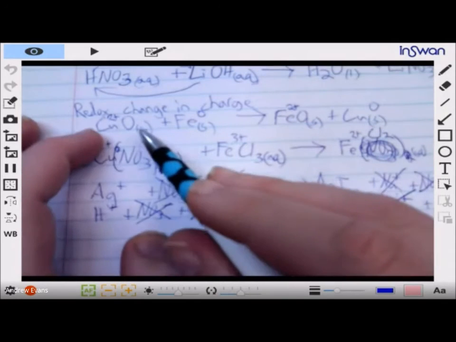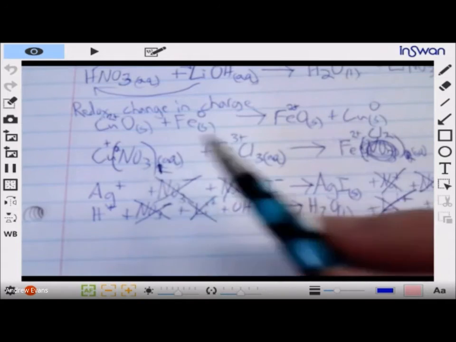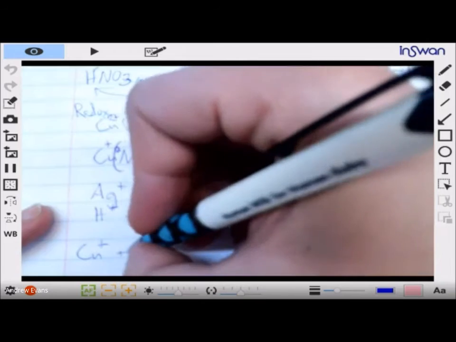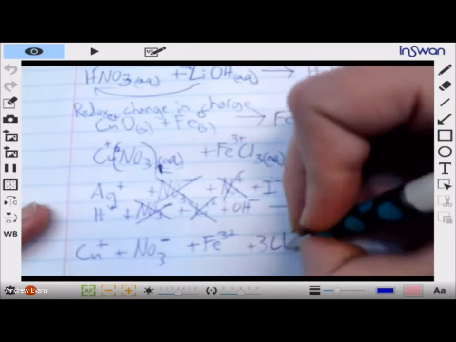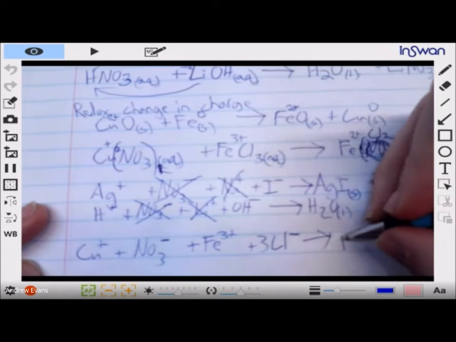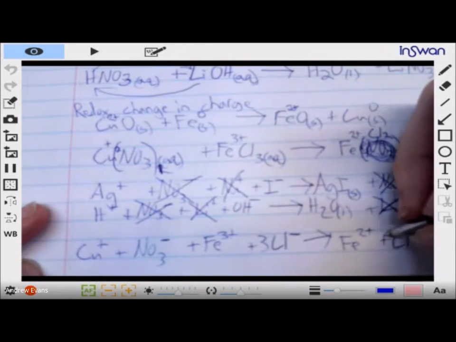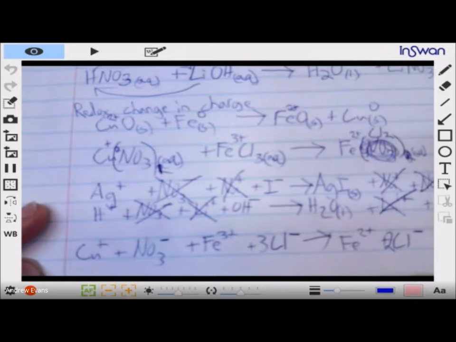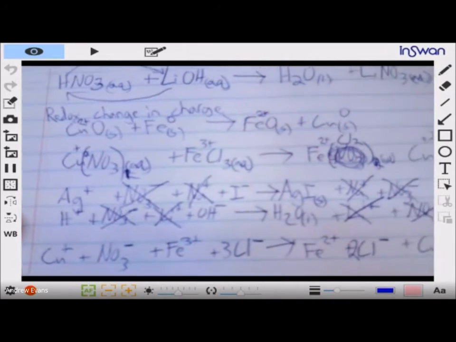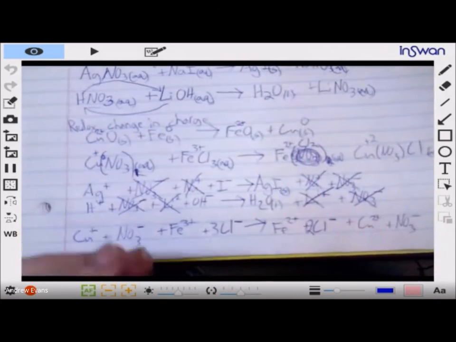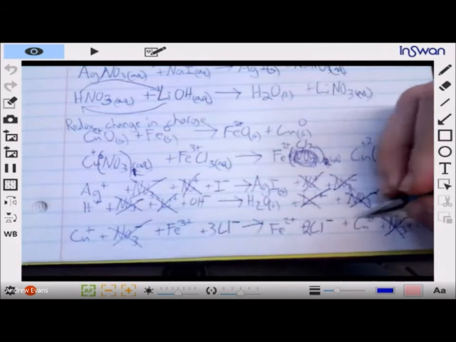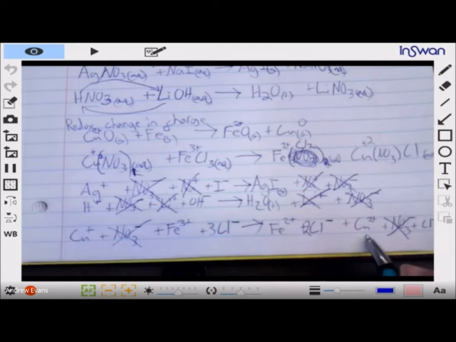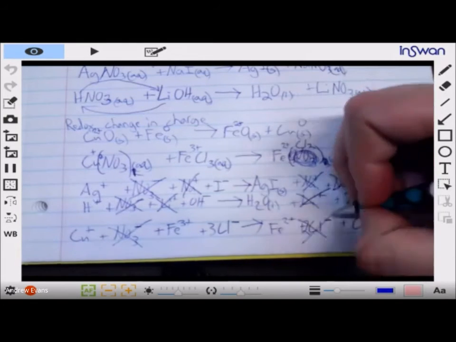While I cannot simplify the single displacement one any because they're all solids, I can simplify this guy. Copper plus 1 and nitrate minus 1 goes to an iron 3 plus and 3 Cl minus, goes to Fe2 plus and 2 Cl minus and Cu2 plus and NO3 minus. I ran out of room. Let's zoom this out, sorry. And Cl minus. Nitrate, nitrate. Cu plus 1 and Cu plus 2 are different. They would not cancel out. 3 chloride cancels out with 3 chloride.